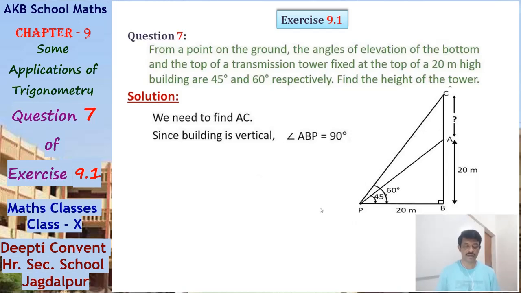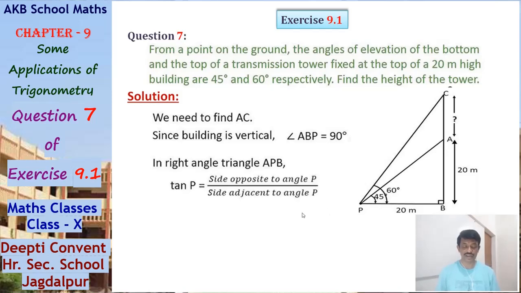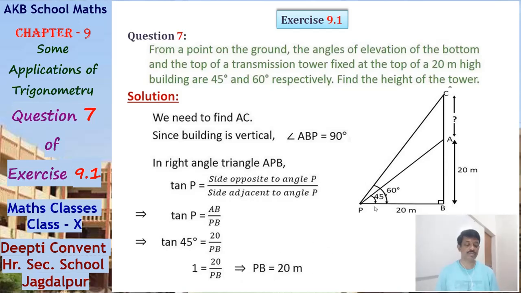That's why angle ABP is 90 degree. Now in right angle triangle APB, the 45 degree angle is here. We have to use tan ratios. So tan P equals the side opposite to angle P, that is AB, over the side adjacent to angle P, that is PB. AB equals 20, and tan 45 equals 1. So 1 equals 20 by PB, that is PB equals 20 meter.